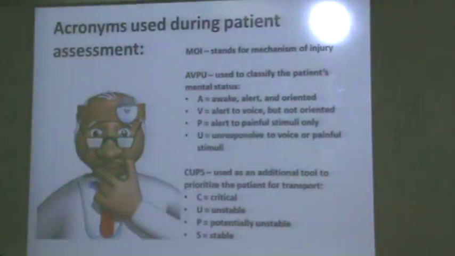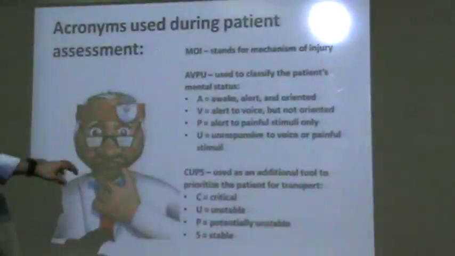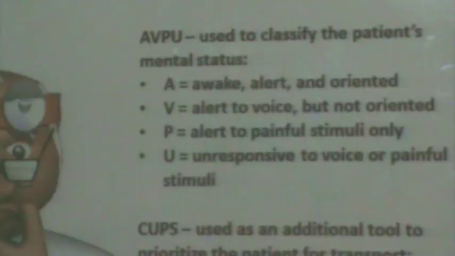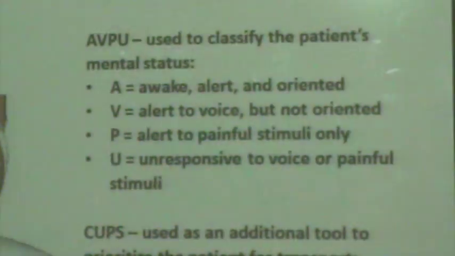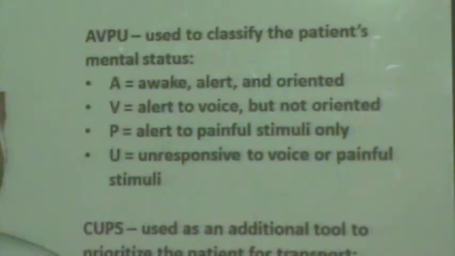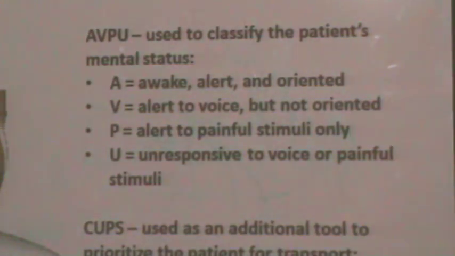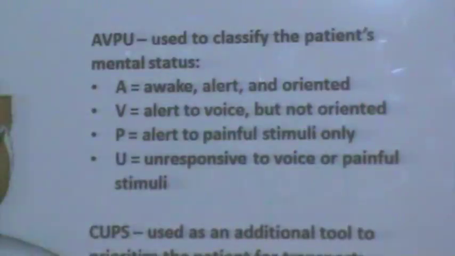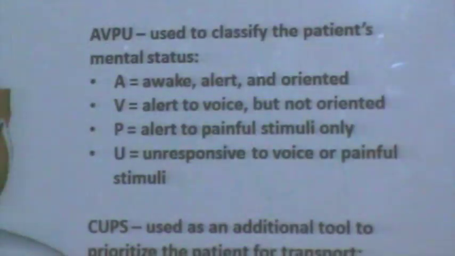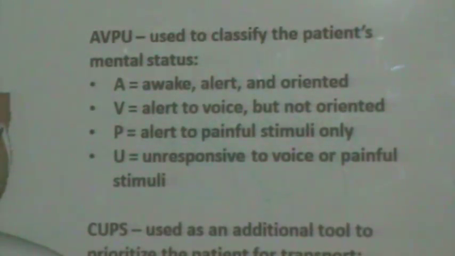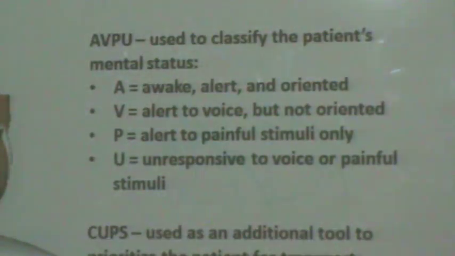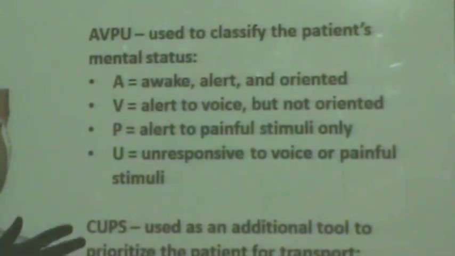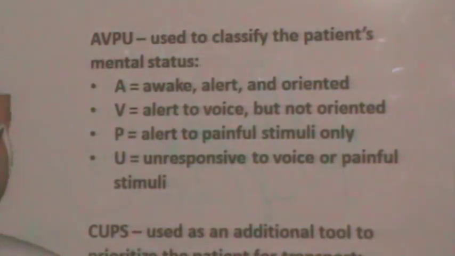So A stands for awake, or alert and oriented. What's the difference between alert, awake, and oriented? What are the differences between the three words? Awake, meaning awake, not sleeping. Alert, meaning if someone calls him, he responds to the voice. And oriented, he knows what's going on around him. V is only alert to voice, but has no sense of orientation.